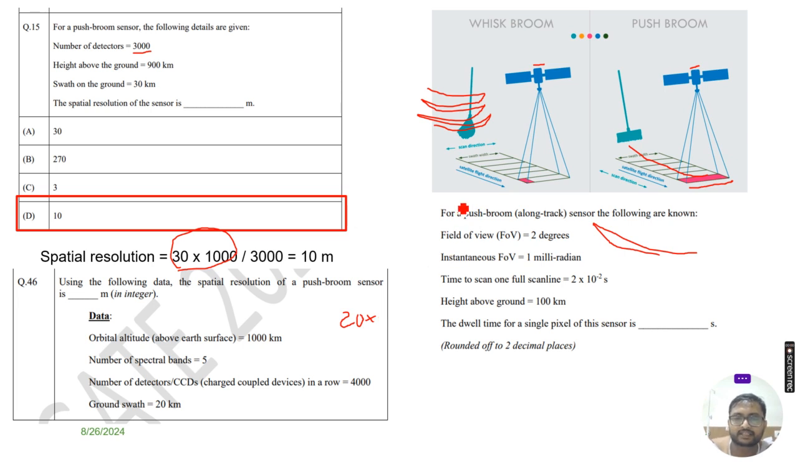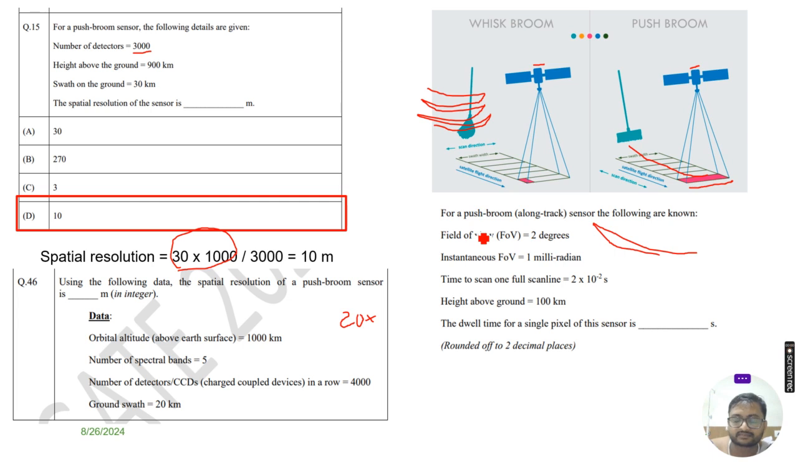Now you have the next question, which is for push broom sensors. It is something like this. What is the time to collect 1 pixel? If it is covering like this, the time it takes to cover 1 pixel is known as the dwell time. And what will be the time for this?